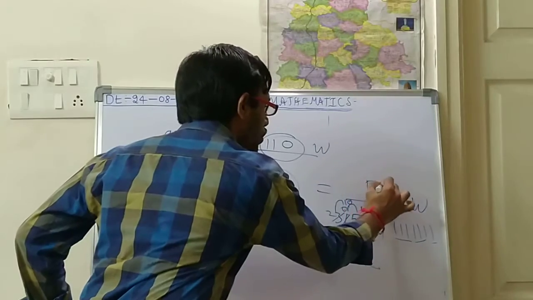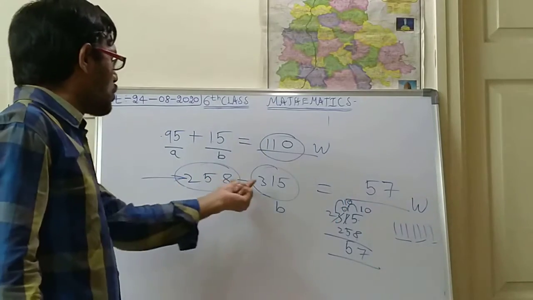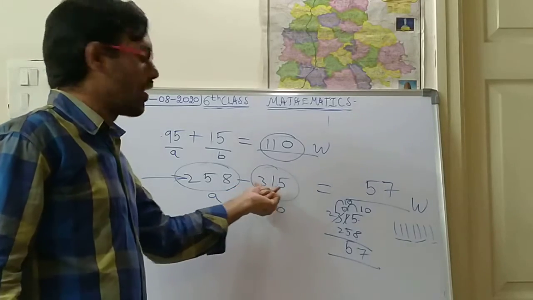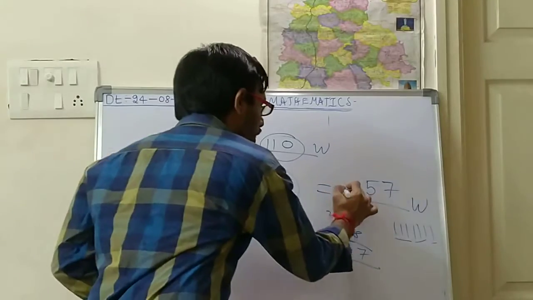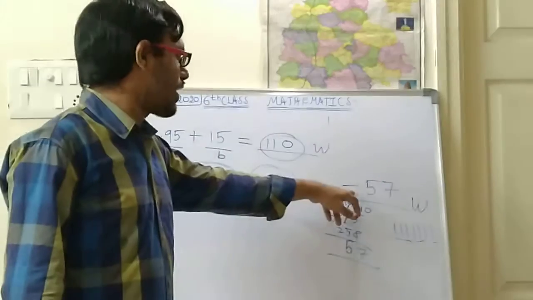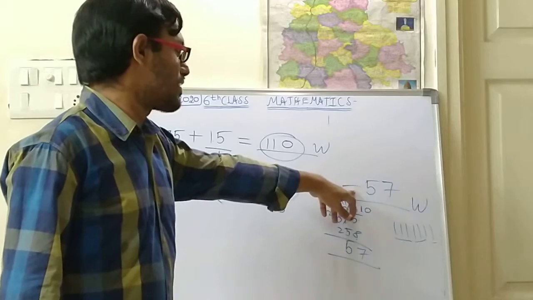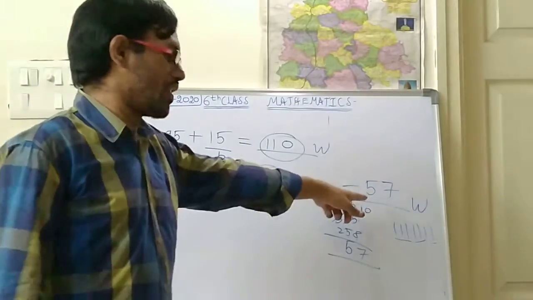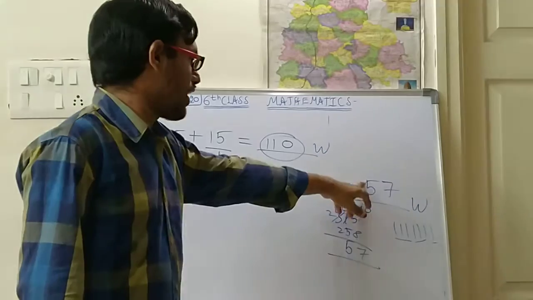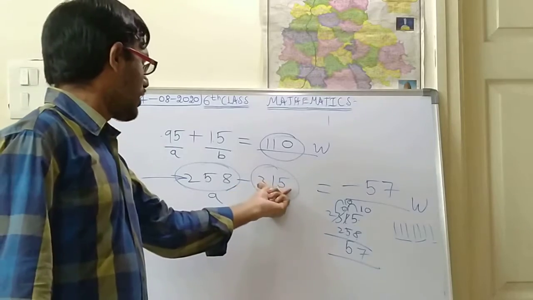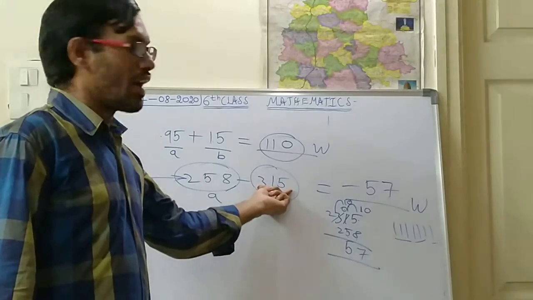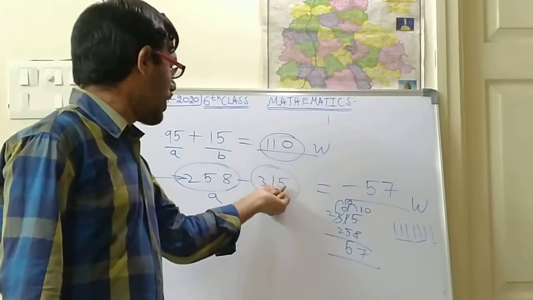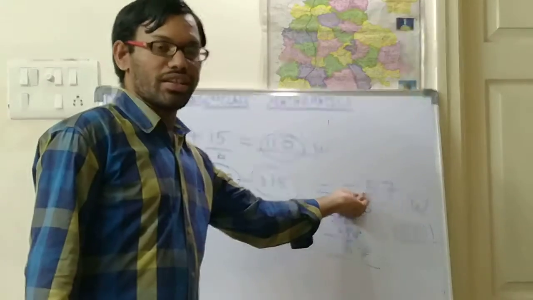But what happened to the symbol? Whatever the symbol of the biggest number is, that will come in the result. So your answer is minus 57, not plus 57. Some of you have written plus 57, but the correct answer is minus 57, because this 315 is the greatest number, and for this greater number there is a minus symbol. So that's why you have to keep the minus for the result also.